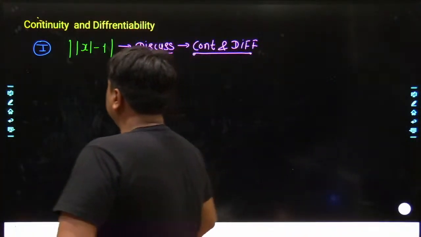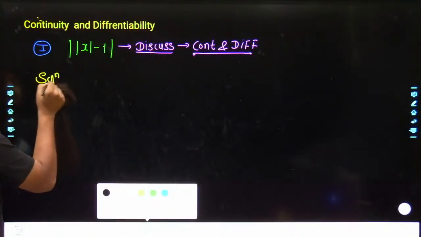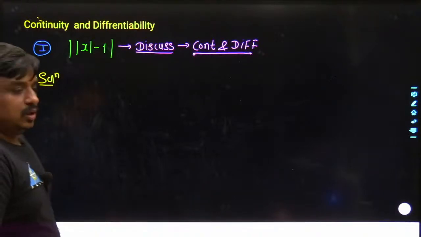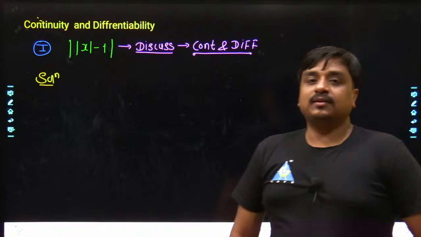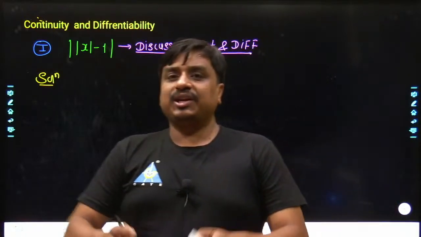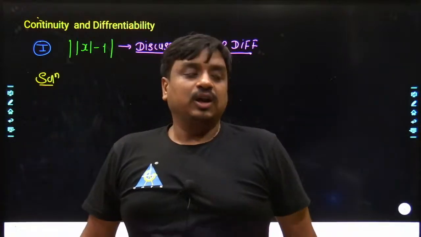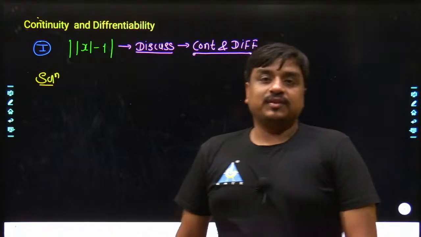This problem should not take more than 1 minute to get solved. Mod x minus 1. You have to find the state of its continuity as well as differentiability throughout the range of x, which starts from minus infinity and goes till plus infinity. Tell me what would be the best answer.